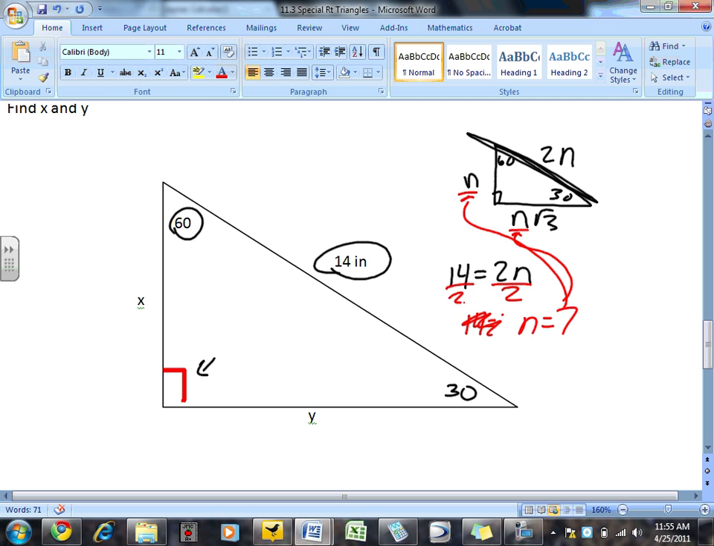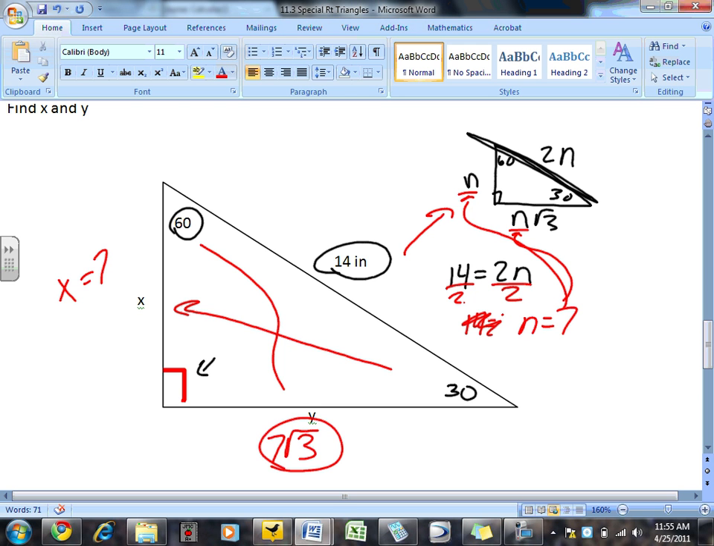So we know that x, which is the side across from the 30, is going to be n. So x equals 7. That's pretty easy. We just filled 7 in over here. And then opposite the 60 is going to be n times the square root of 3. We know n is 7, so 7 times the square root of 3. See how much shorter that made that?